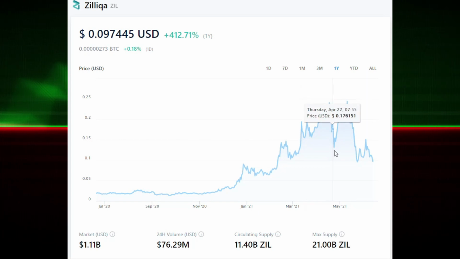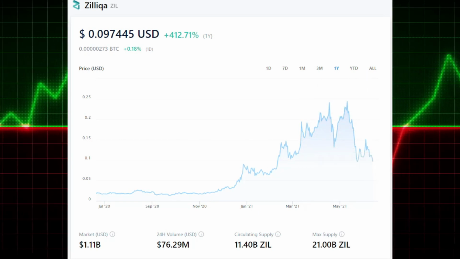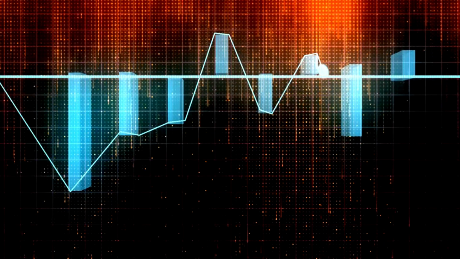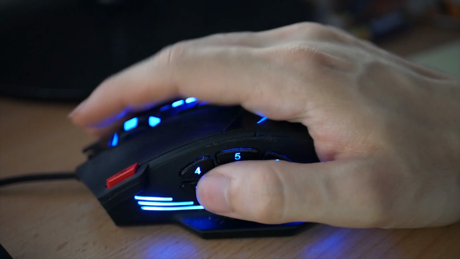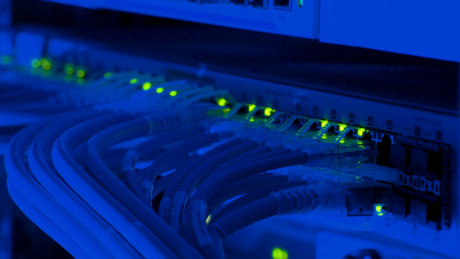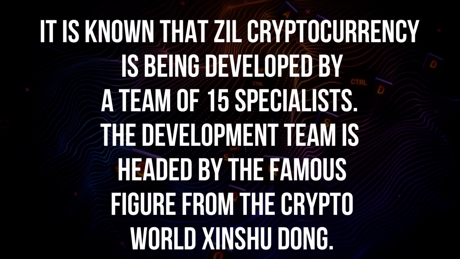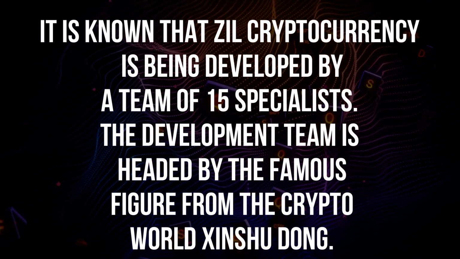A bit of history. The process of creating the ZIL cryptocurrency was launched in 2016. At the same time, at the end of 2017, the authors of the crypto project presented users with a detailed plan for the development of the coin and its parent crypto platform. It is known that ZIL cryptocurrency is being developed by a team of 15 specialists.